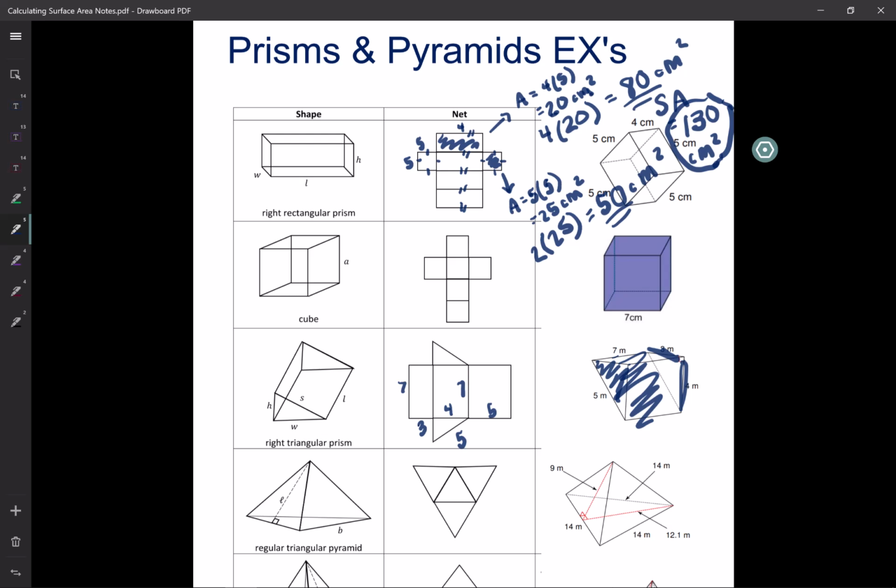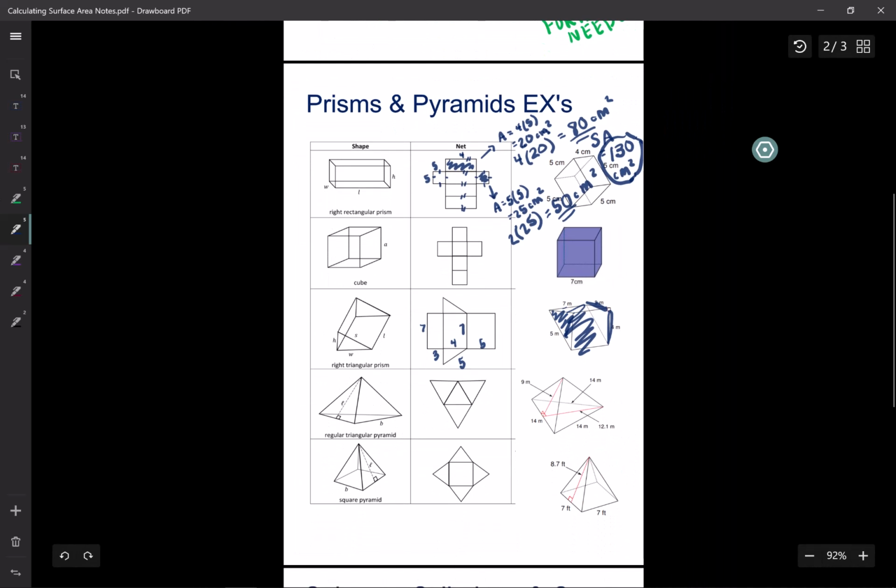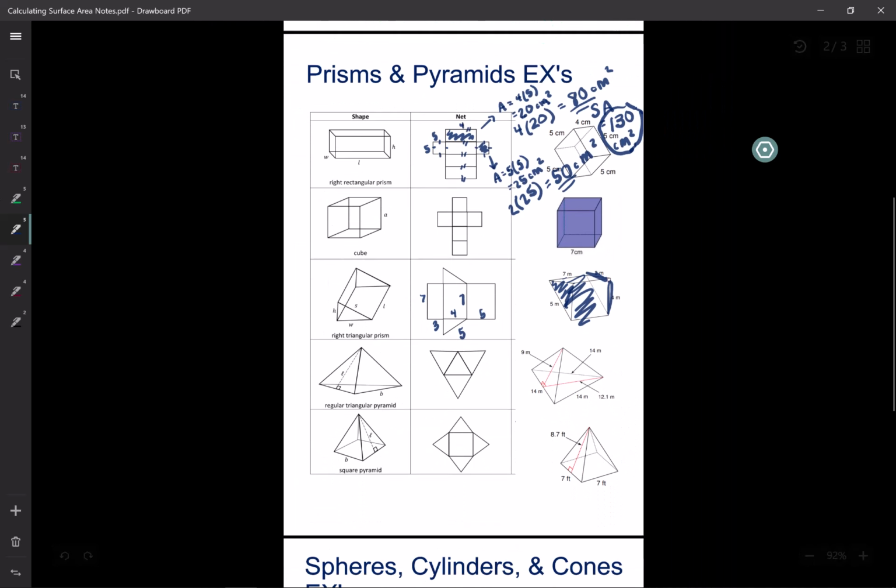Okay, so I won't do all the steps, but you would just get the area of the 2 triangles, the rectangles, and add all of them together, just like we did with that prism. Okay, so that's prisms and pyramids overall. Same thing with the pyramids over here. So your goal is to label the dimensions on the net diagram and then add up all the areas together.